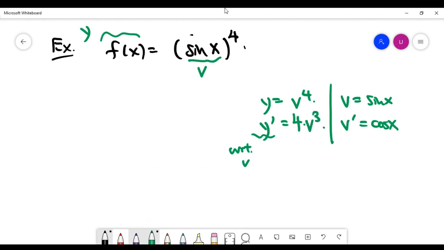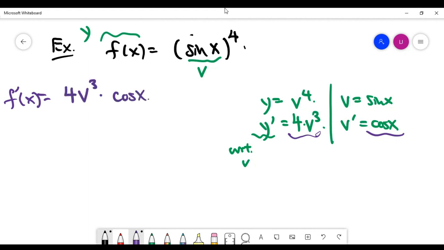And it means that the derivative of the whole function, f prime of x, is actually the product of the two things here. So it's actually the same as 4v cubed times cosine x, and it means 4. We can bring back the v as a function of x, which is sine x, like this. And that's the answer to this problem.